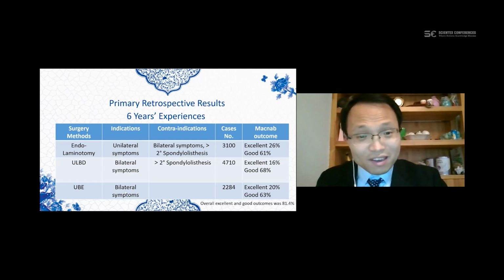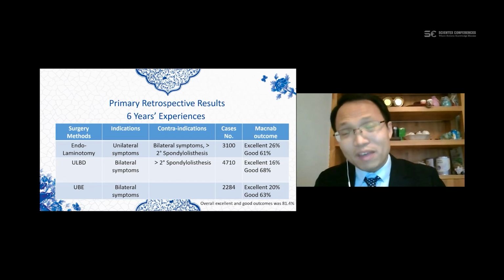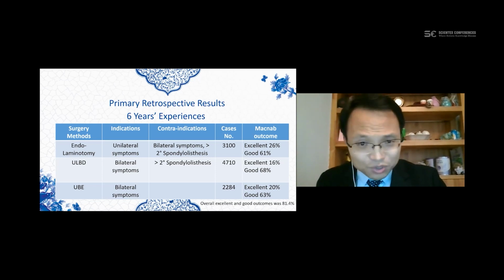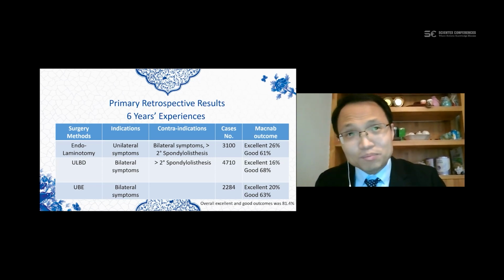For UBE, it's for bilateral symptoms only. It has to be handled by 2 hands. And the contraindications are still controversial. Some endoscopic spine surgeons think UBE can handle over 2 degrees of spondylolisthesis, but there is still controversy about that. It needs long-term follow-up. Overall, excellent and good outcomes for the 3 surgeries were 81.4%.